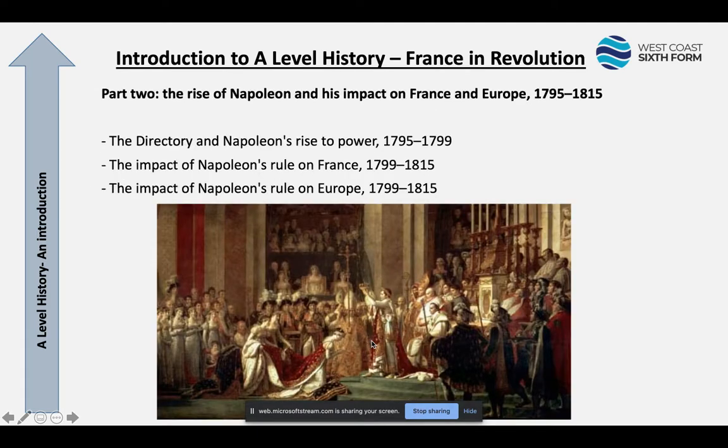Part two, we'll move on to looking at this key individual here, Napoleon. We'll look at how he came to power between 1795 and 1799. And then we'll look at what his rule was like. We'll look at his rule in two ways: in terms of what it was like in France, and then relations with other parts of Europe and how his influence ebbed out into the rest of Europe.